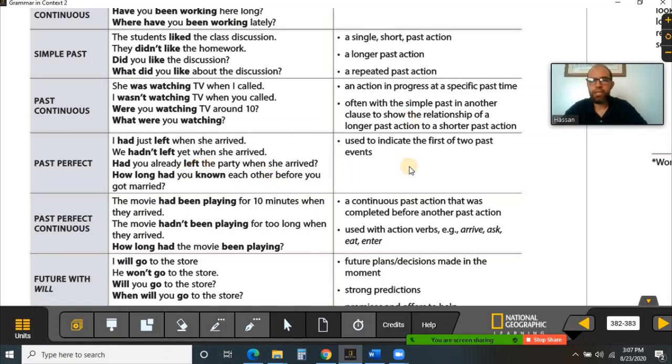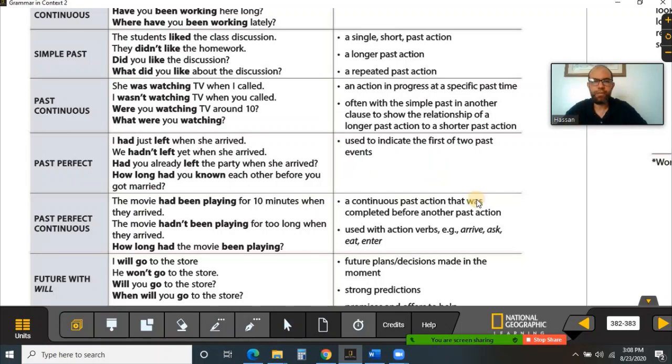Back to the usage. When we have two actions, one happened before the other in the past, we use the first one in the past perfect and the second in the simple past. Okay, so example, I had just left when she arrived. Now here we have two actions. To tell which one happened first and which one happened second, we look at the verb tense. The one that is in the past perfect is the action that happened first. The one that is in the simple past is the action that happened second. This is how we analyze it. So I had just left. The action of my leaving happened before the action of her arriving. Okay, this is the past perfect.